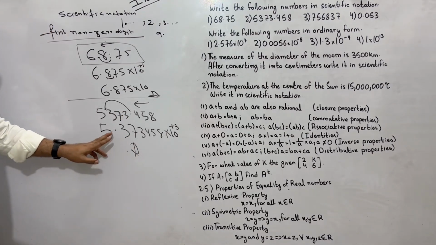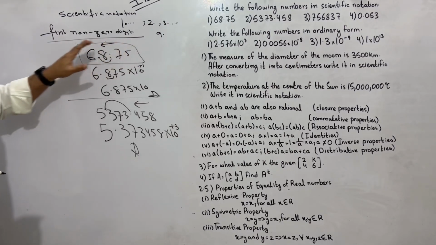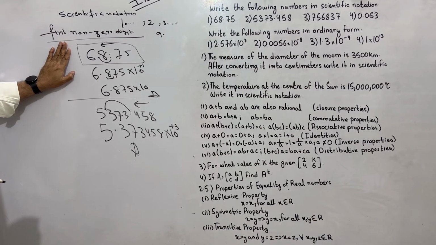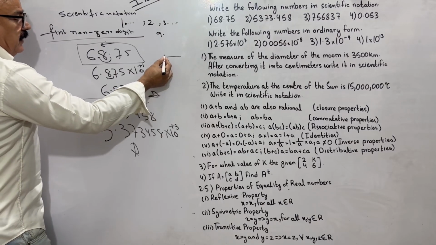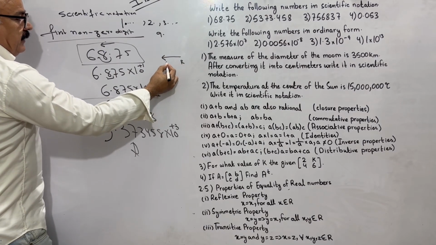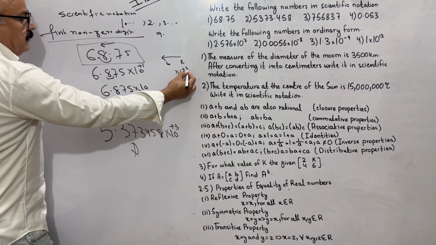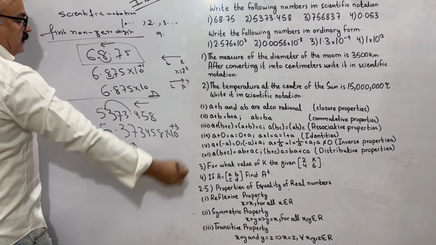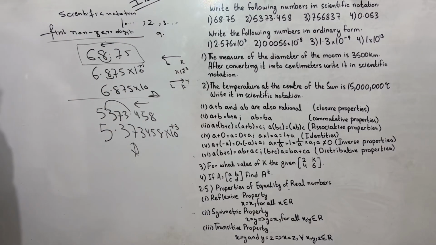We have to place the decimal after the first non-zero digit. If the decimal travels from right to left, then the power of 10 must be positive. If the direction is from left to right, the power must be negative. Upcoming questions clarify the concept.